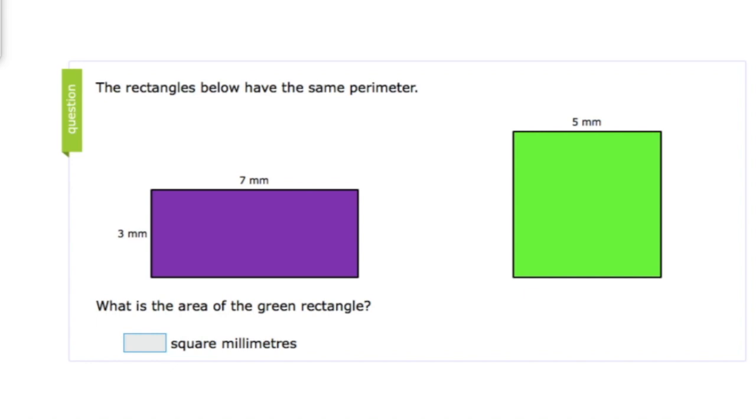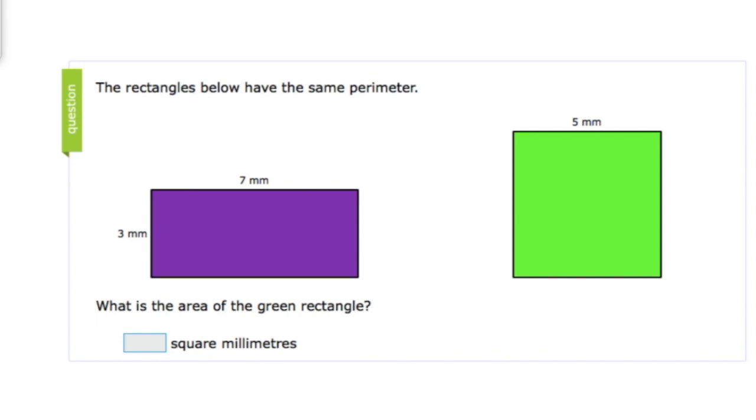Hello again. I hope yesterday went well for you, finding the area and perimeters of the same sort of rectangles. Now, I want you to pay attention to the different shapes, the different perimeters, and how their area may differ.